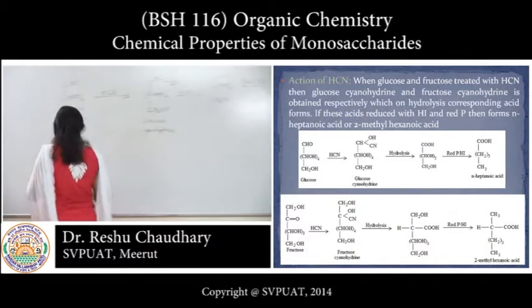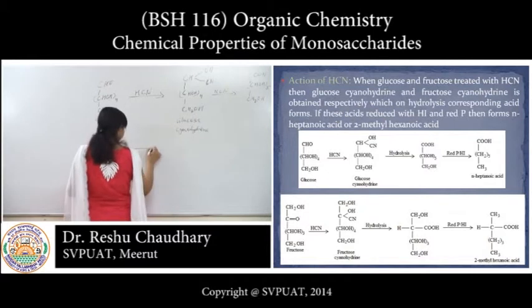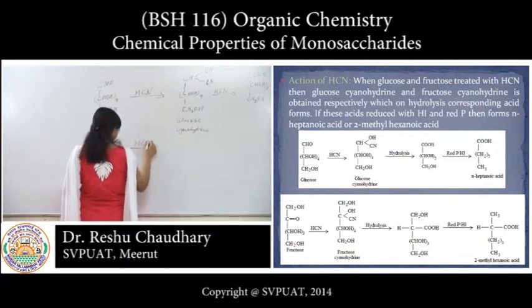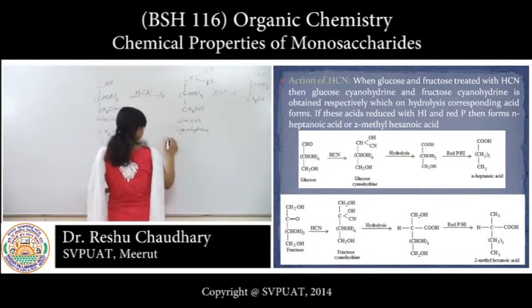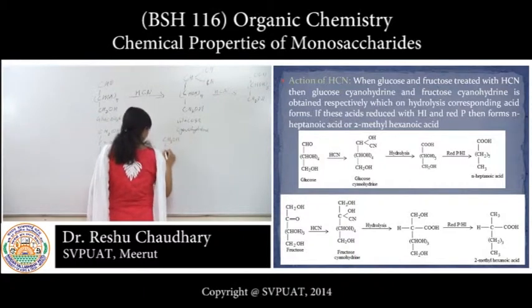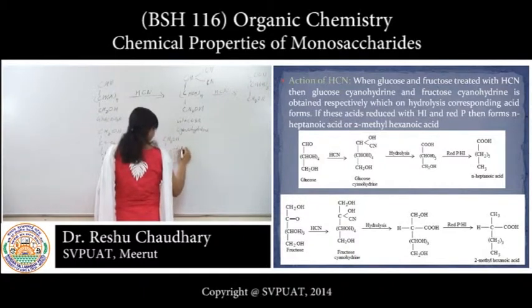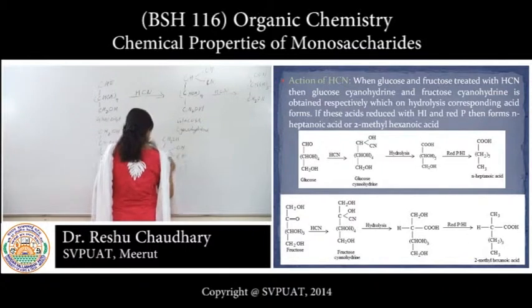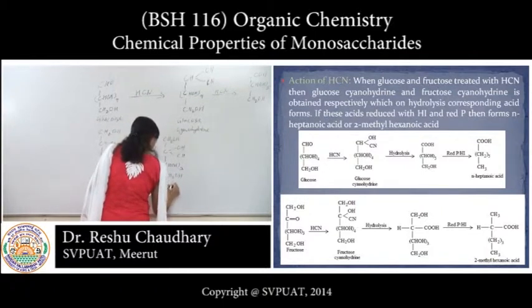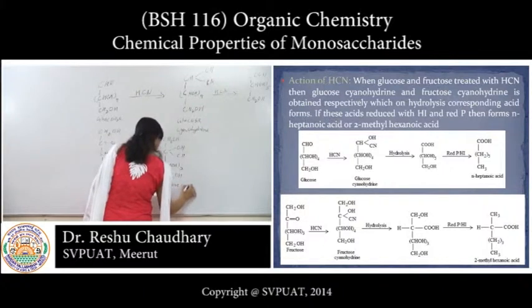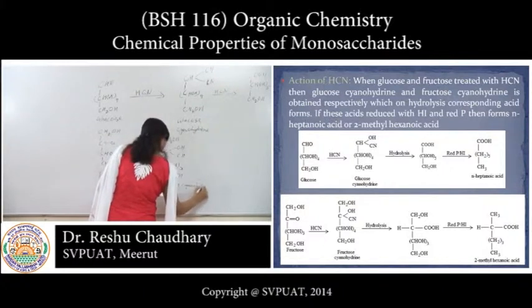Now when fructose reacts with HCN, it forms CH2OH, C(OH)(CN), (CHOH) whole thrice, CH2OH. This is fructose cyanohydrin.